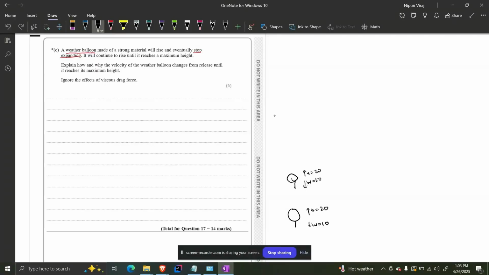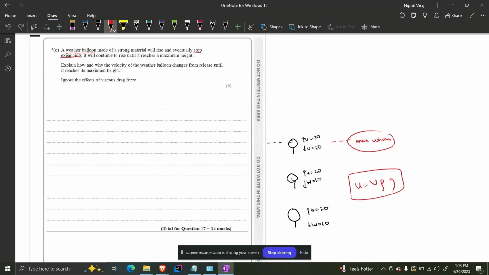Downward, no issue. And when it reaches a certain point, it will stop expanding. That means it will reach a maximum volume point. Now again still upthrust 20, weight is 10. Now when it rises from the bottom point to here, what happened is the density keeps on decreasing and the volume keeps on increasing. And upthrust will be maintained constant.